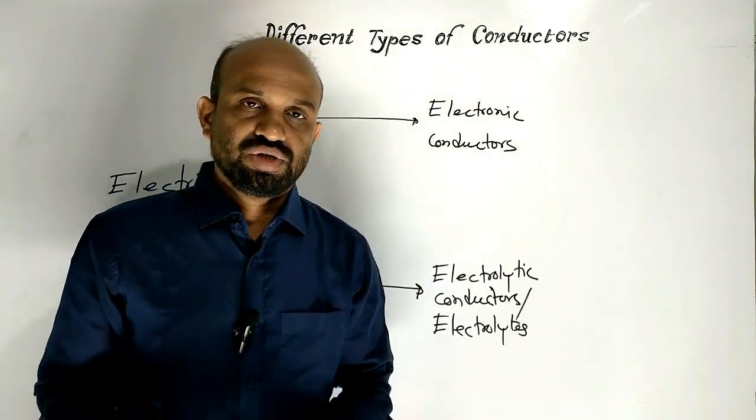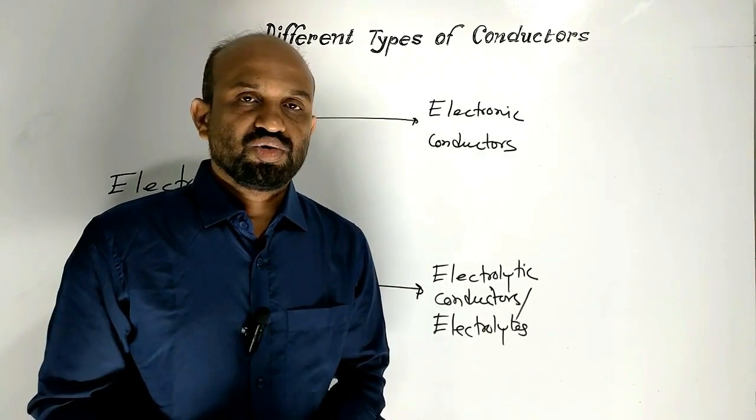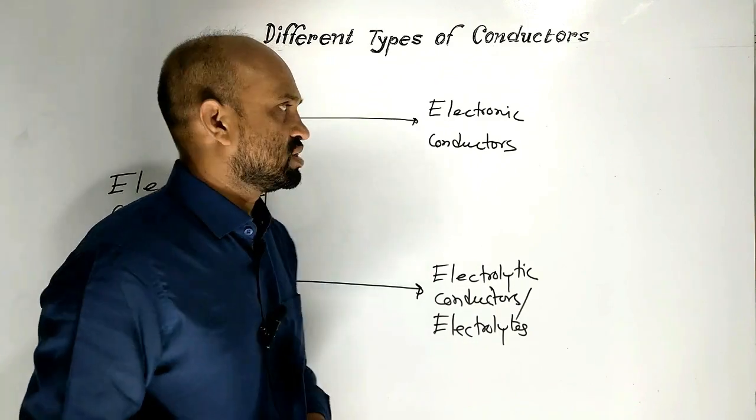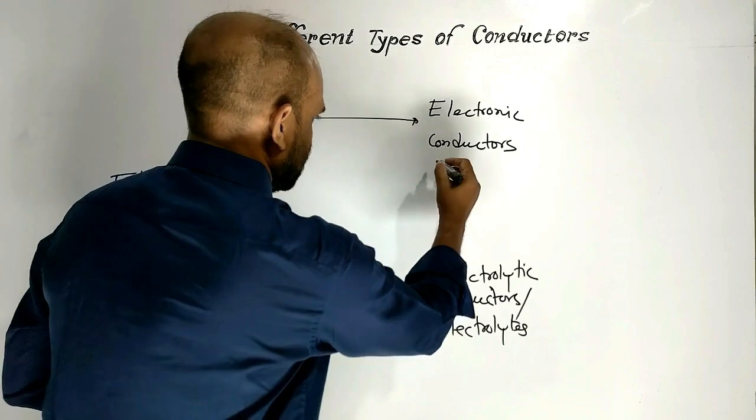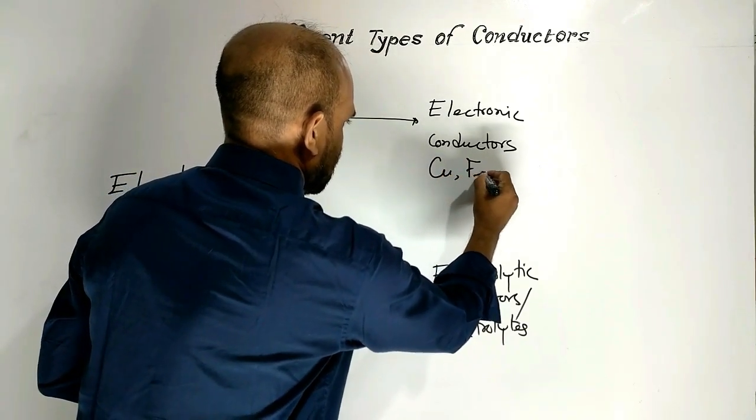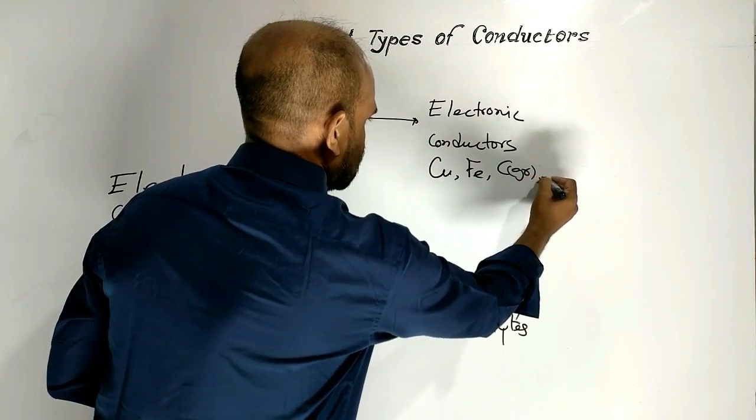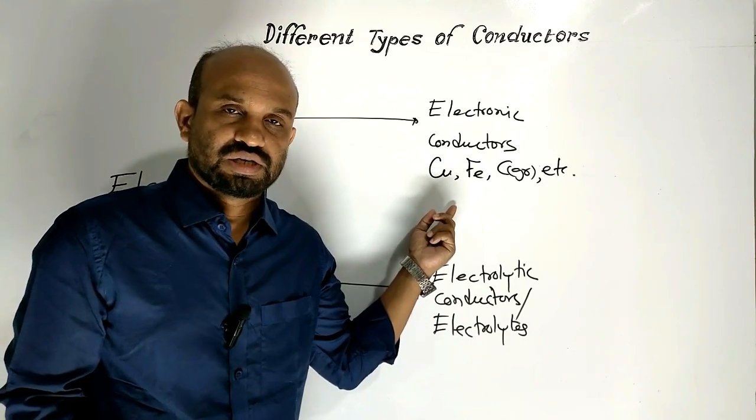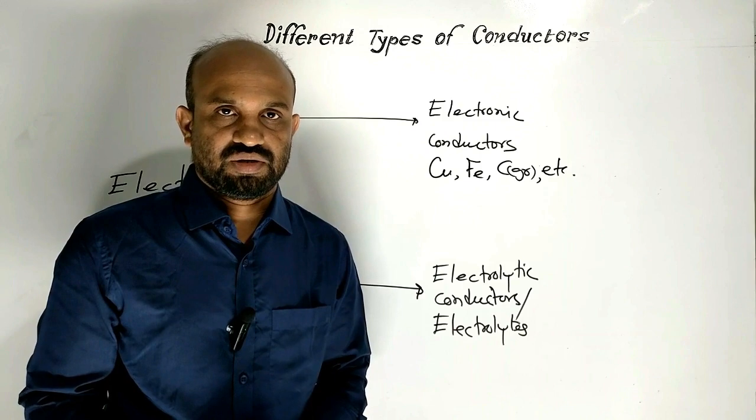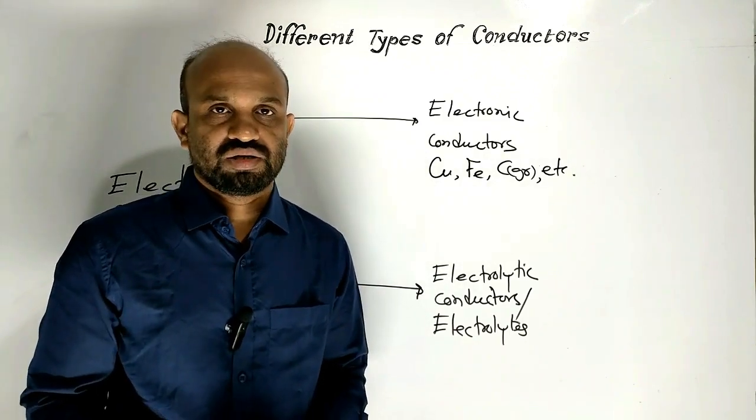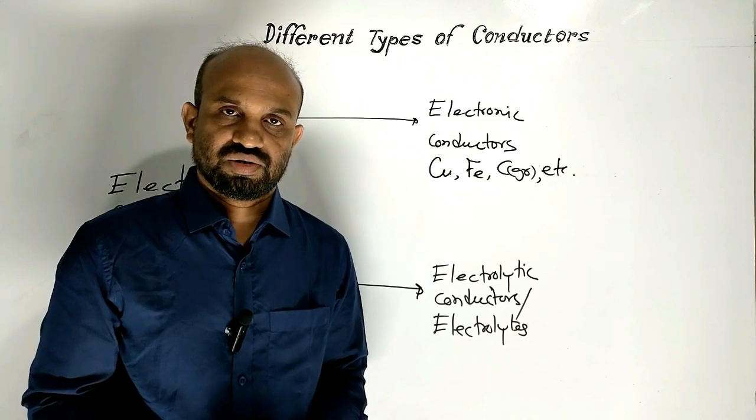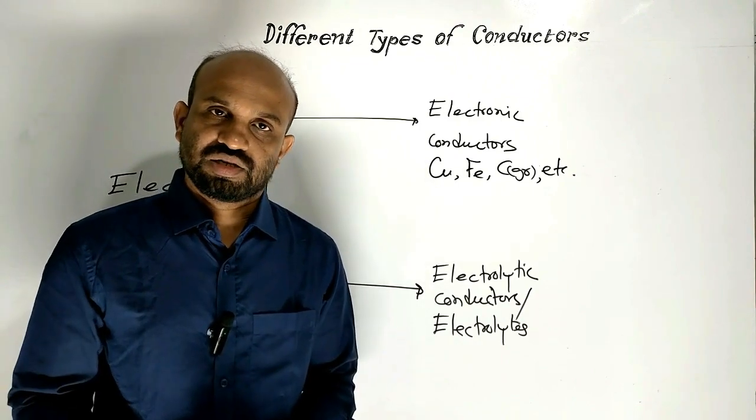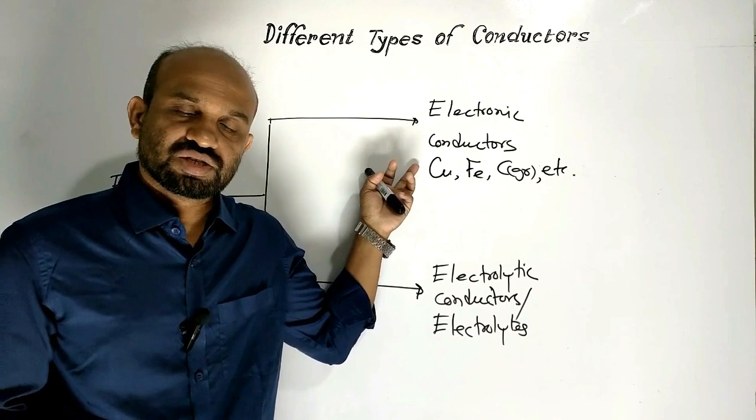the substances through which electricity can pass with the help of free electrons, mobile electrons, are known as electronic conductors. For example, copper, iron, graphite, etc. Electrical conductivity of these conductors decreases with the increase of temperature. These conductors conduct electricity through free electrons and no chemical change occurs during the passage of electricity through these conductors.